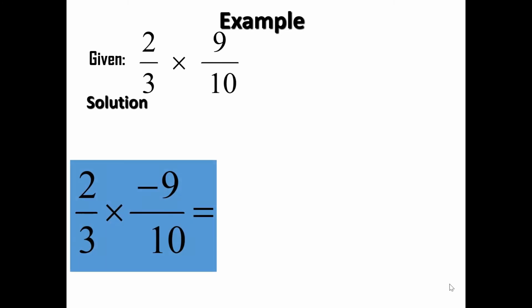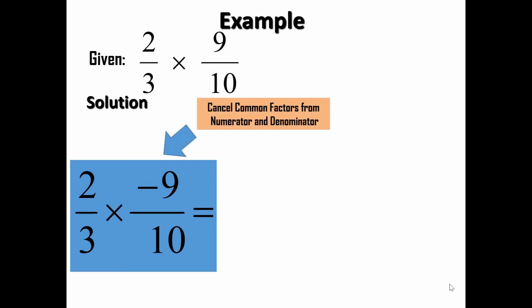Given 2/3 times -9/10. Solution. Sa given po natin na 2/3 times -9/10, may napansin po tayo dyan. Yung 2 na numerator and 10 na denominator ay merong common factors, at yung 3 at 9. So we can cancel common factors from numerator and denominator.